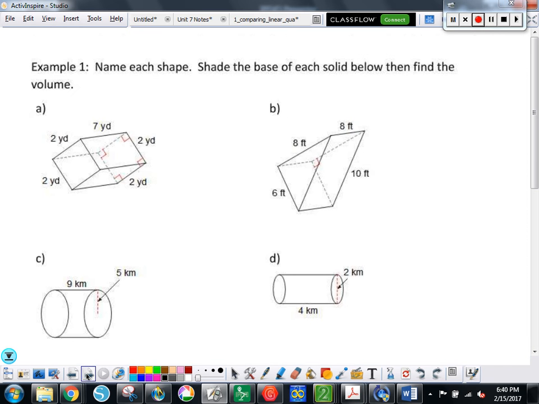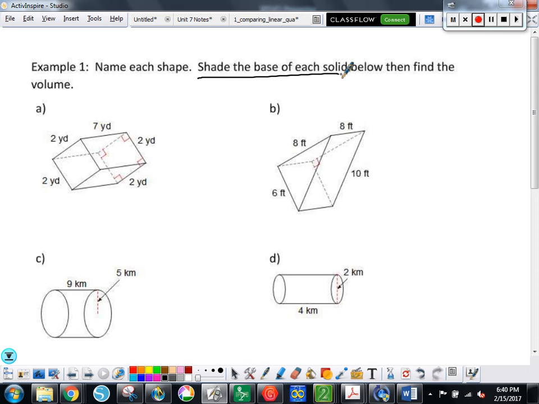So now that we have all of our formulas, let's try finding some of the volumes. Do I have a calculator that has batteries? Hold on. The very first thing I want you to do on these is name the shape. Before you name the shape, I want you to shade the base of the solid.